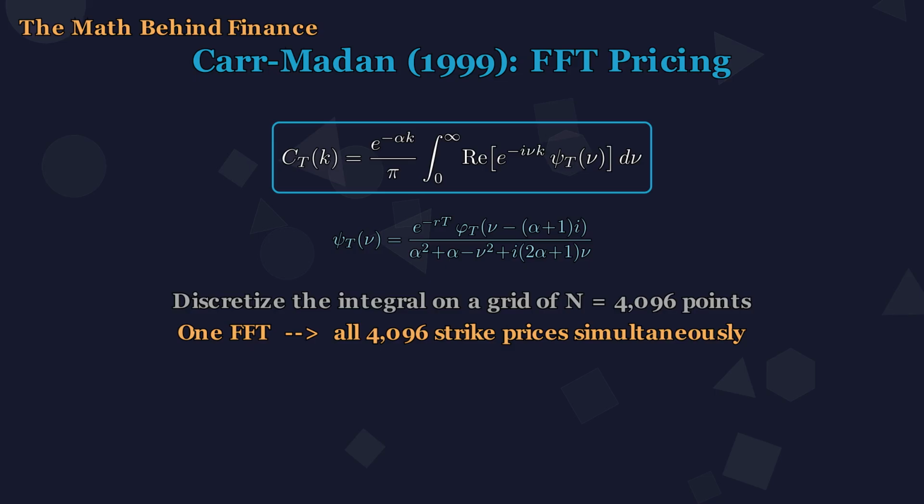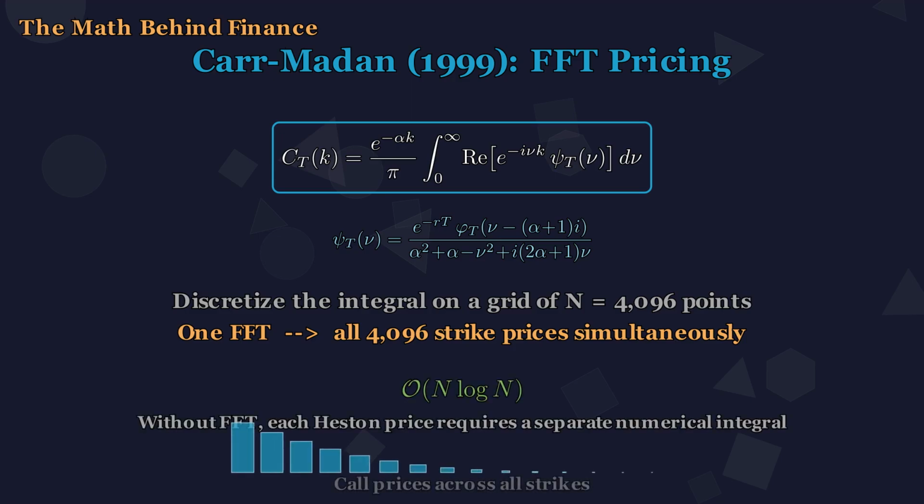The key insight is computational. Discretize this integral on a grid of 4,096 points. Apply the fast Fourier transform. In one pass, you get call prices at all 4,096 strikes simultaneously. That is n log n operations instead of solving 4,000 separate pricing problems. This is the engine that made the Heston model practical for real-time trading.